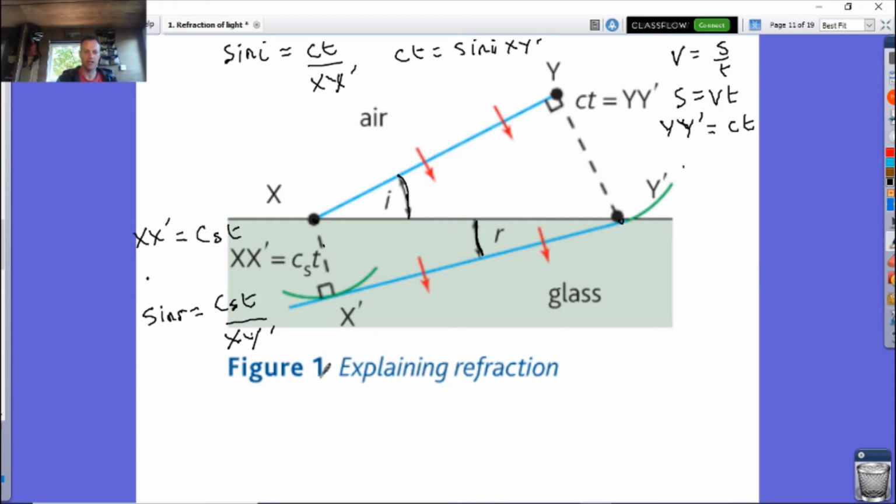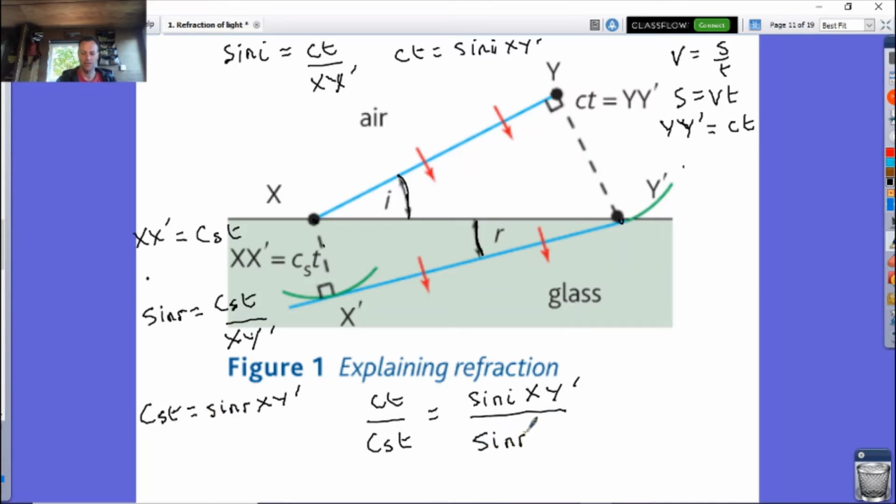What I want to do is take this one, also I've got to rearrange that one yet, CS now, t is equal to sine r x y dash. I'm now going to take my CT and divide it by CST. Why am I doing that? Because now look at the ratio of the speeds. I've already got the CT here, which is then equal to sine i, that's sine i x y dash. And then underneath my CST is going to be my sine r, that's going to be xy dash.